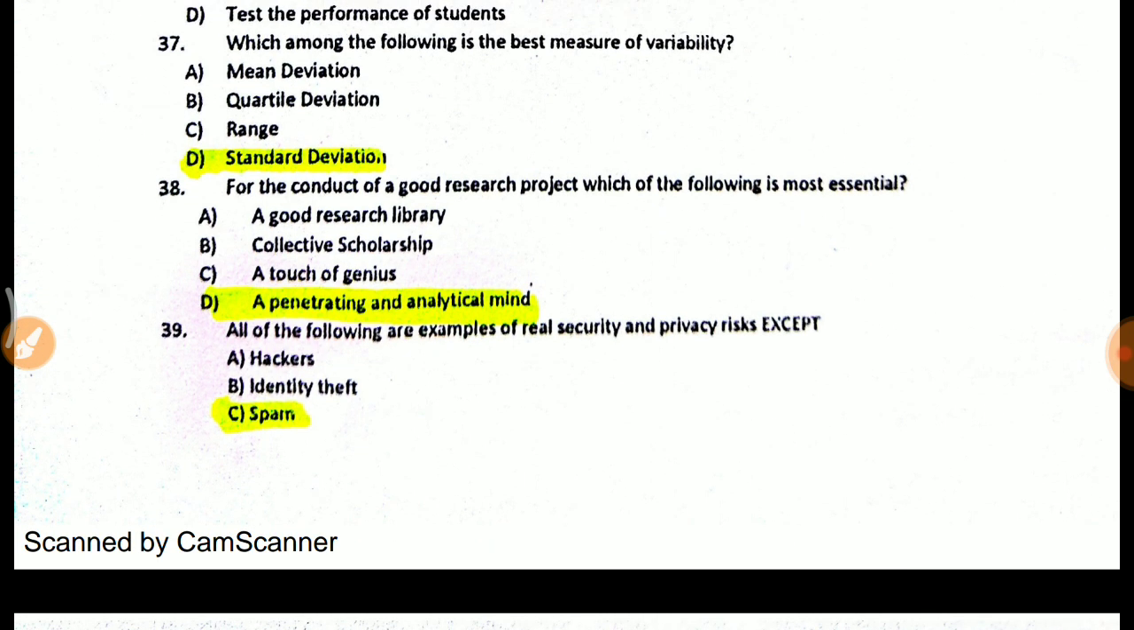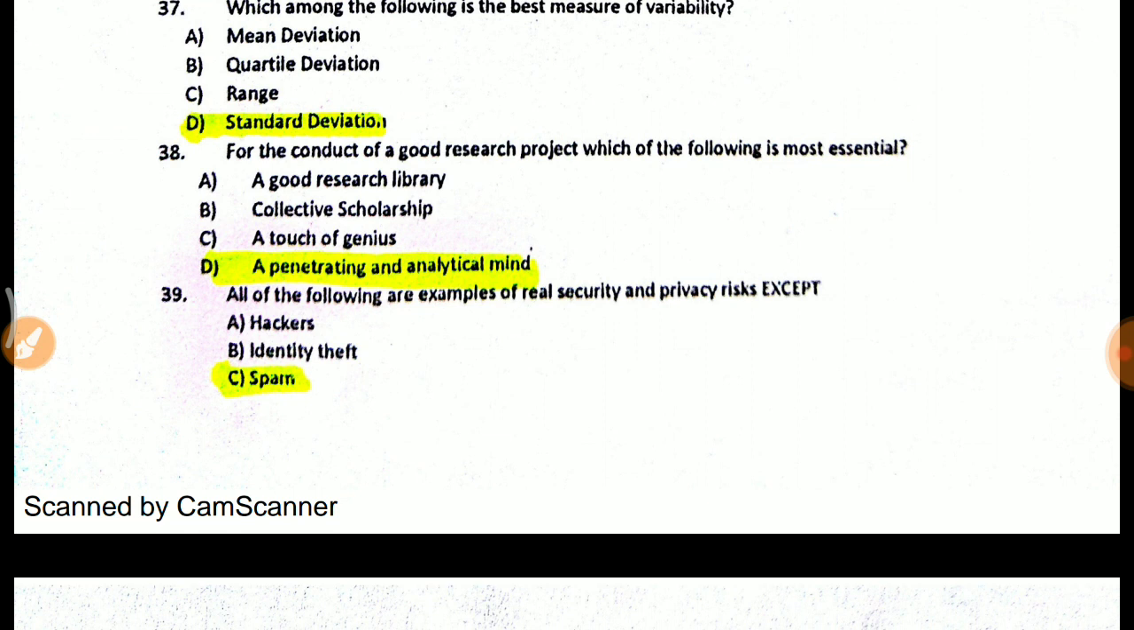Then 38. For the conduct of good research project, which of the following is most essential? Options: a good research library, collective scholarship, a touch of genius, a penetrating and analytical mind. Here the answer is a penetrating and analytical mind. From the given four options, everything is important. A good research library is very important for research. Collective scholarship is important. Touch of genius or guide is important. But first, the researcher needs a penetrating and analytical mind. So the answer is a penetrating and analytical mind.